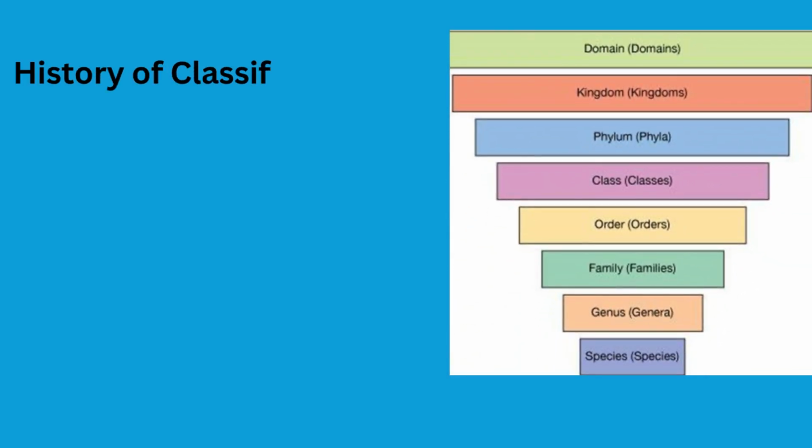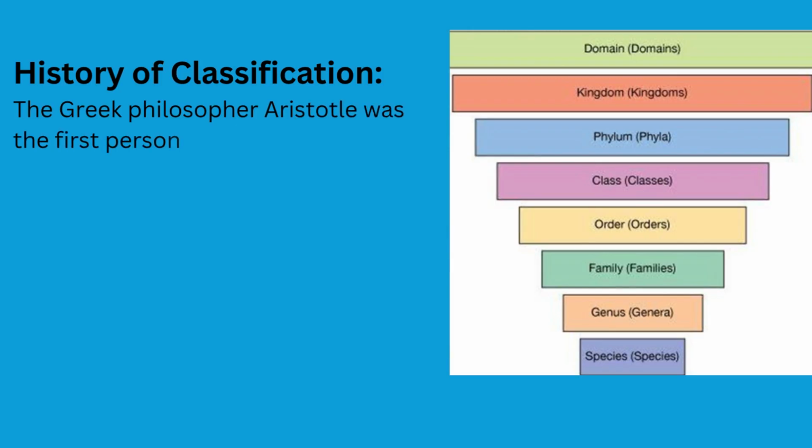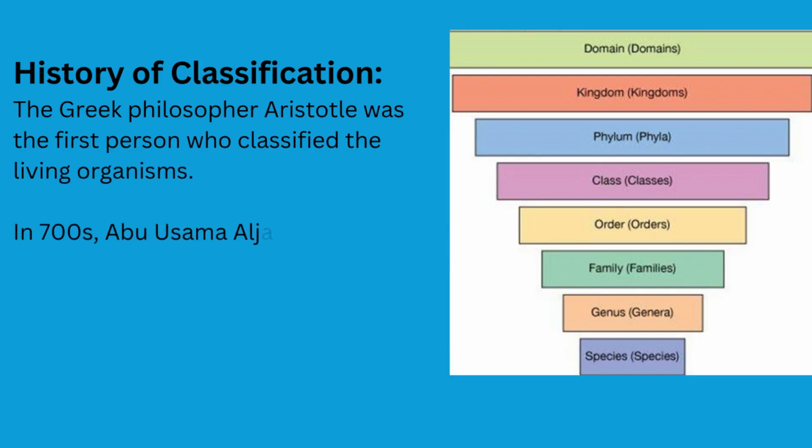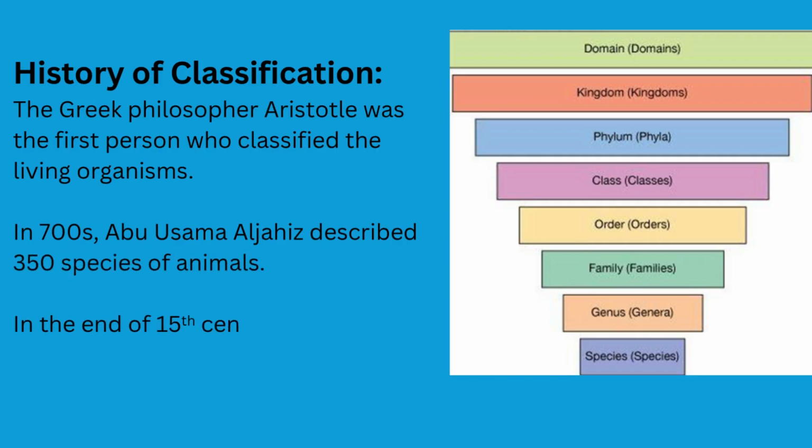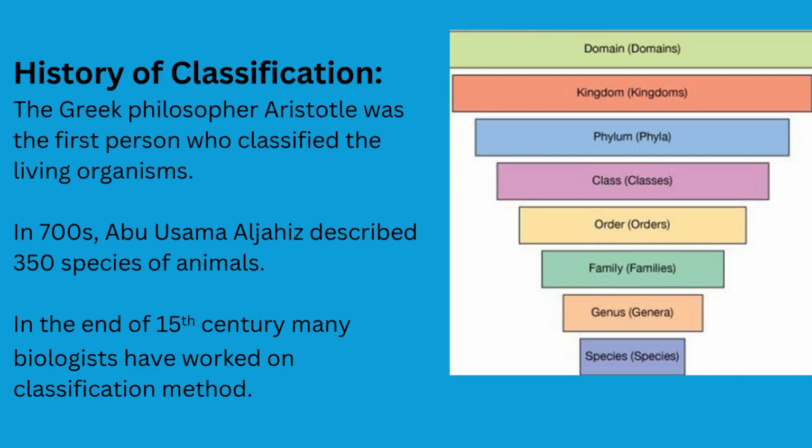If we look at the history of classification, we will come to know that the Greek philosopher Aristotle was the first person who classified living organisms. In the 700s, Abu Usman al-Jahiz described 350 species of animals. At the end of the 15th century, many biologists worked on classification methods.